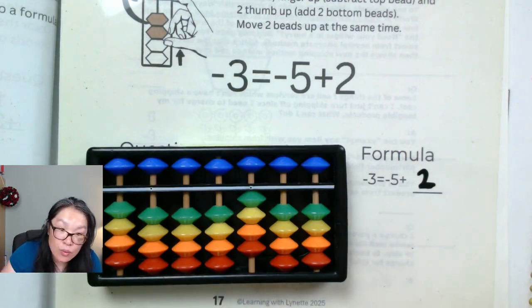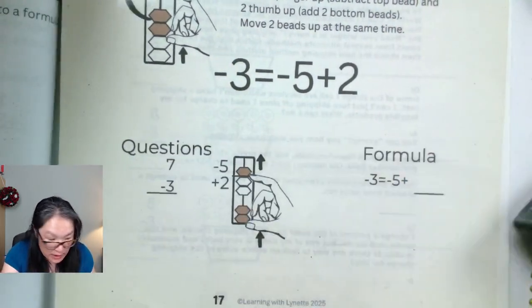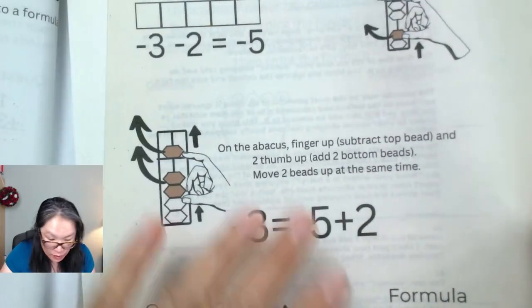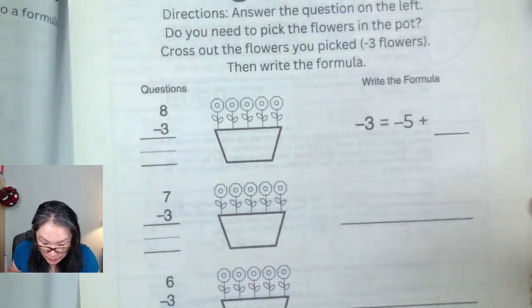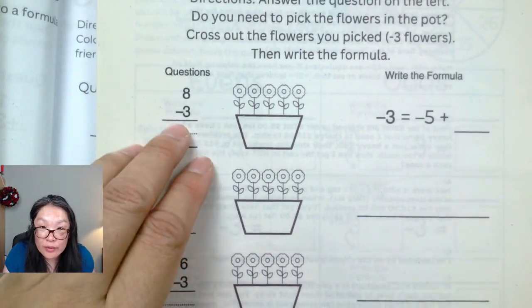So this is one of my other workbooks. And I'm just kind of going through the workbook itself. So here is another activity. And we do it again.